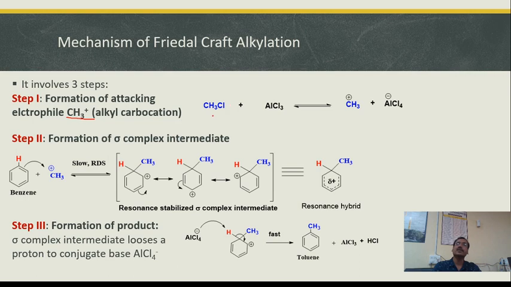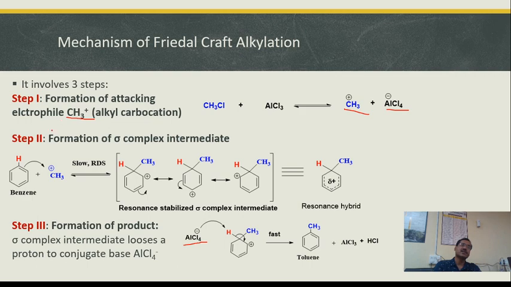You can take any alkyl halide and treat it with AlCl3 and you can get CH3 positive and AlCl4 minus. As I mentioned, this aluminium will take away this Cl minus and it will be converted into AlCl4 minus. This will be a species that will be utilized in the last step here. I'll talk a little later about that. Now this is your attacking electrophile which is generated in step 1. Now it will attack on the benzene ring.